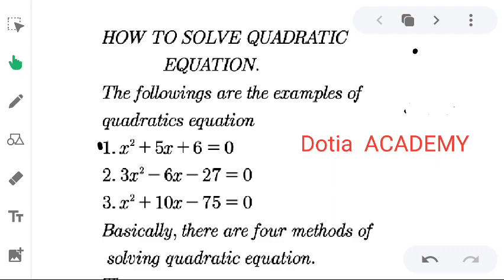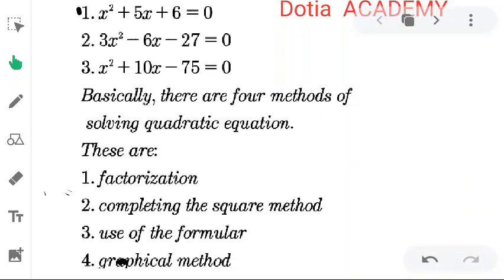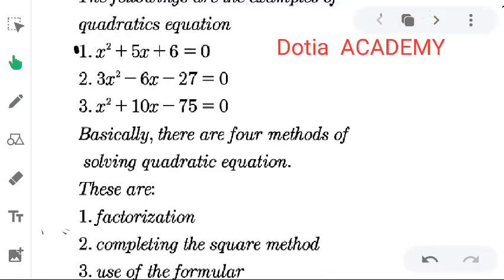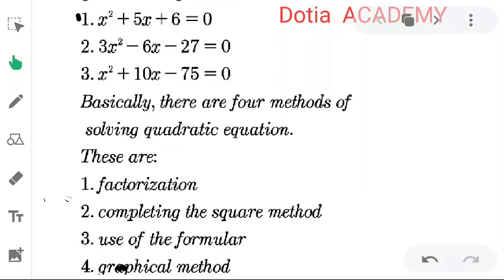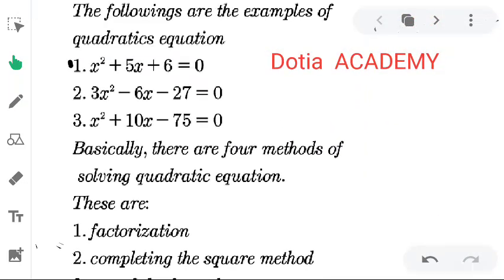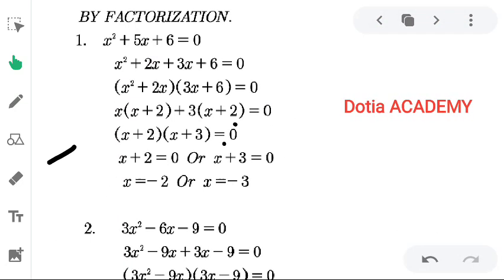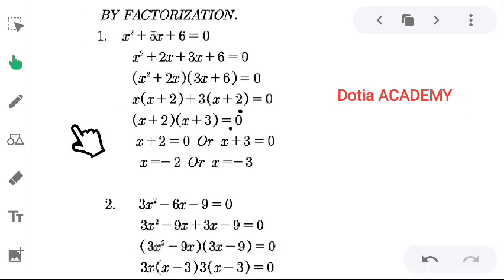In these tutorials, there are basically four methods of solving quadratic equations. The methods are the factorization method, completing the square method, use of the formula, and graphical method. I'm going to consider examples 1 and 2 using the factorization method, completing the square method, use of the formula, and graphical method. I'm going to leave the third example for you to solve. So, to start with, the factorization method of solving quadratic equations.